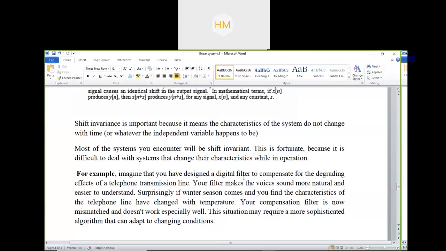Imagine that you have designed a digital filter to compensate for the degrading effects of a telephone transmission line. We all know what filters are. Your filter makes the voices sound more natural and easier to understand. Surprisingly, if the winter season comes, you find the characteristics of the telephone line have changed with temperature. Getting?